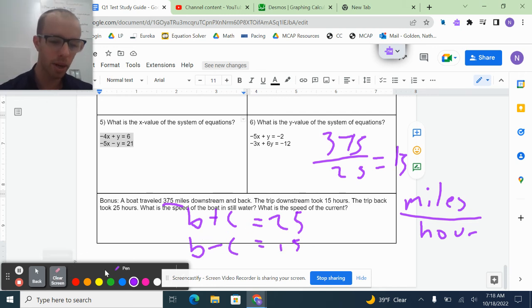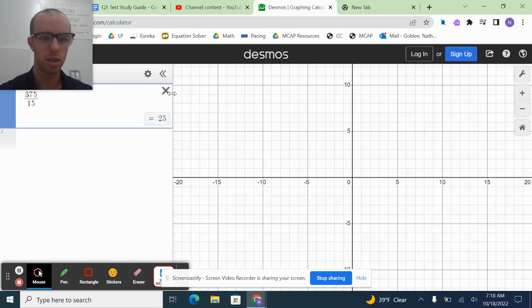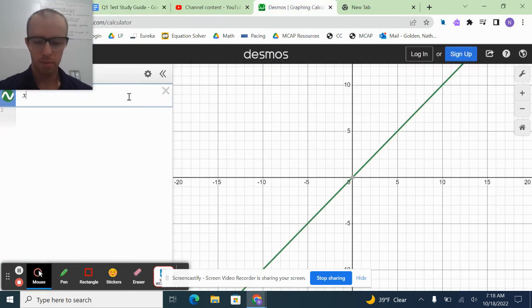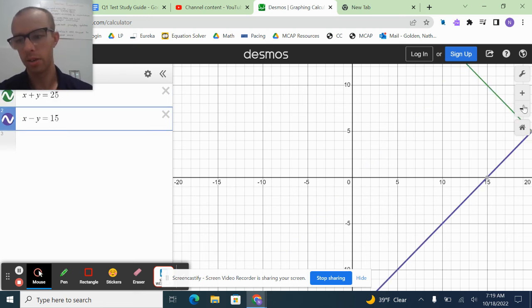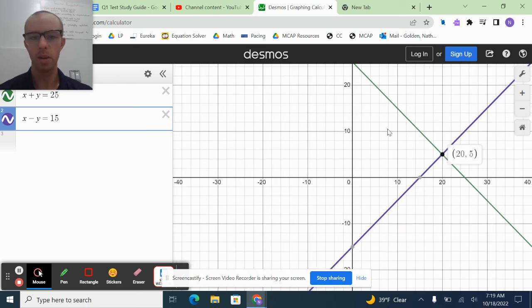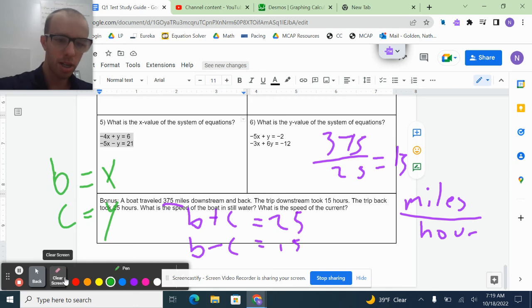And now Desmos doesn't read those, so I'm going to say B is equal to X, C is equal to Y, and I'm going to plug into Desmos. X plus Y equals 25, X minus Y equals 15. I'm going to zoom out so I can see where they cross. I'm looking at 20 and 5. Well, it's X comma Y, so the X is 20, the Y is 5.